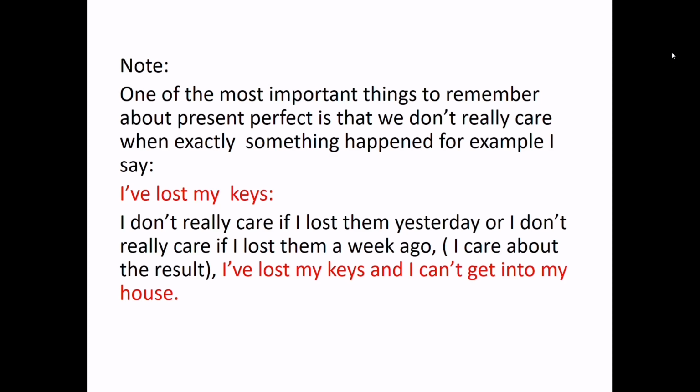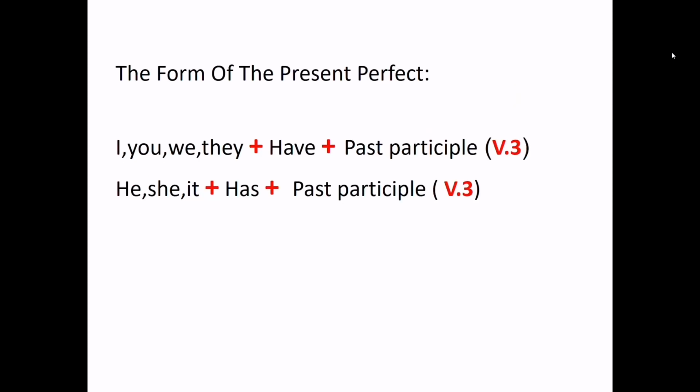One of the most important things to remember about the present perfect is that we don't really care when exactly something happened. For example, I say, I have lost my keys. I don't really care if I lost them yesterday or a week ago. I just care about the result. So I have lost my keys and I can't get into my house.